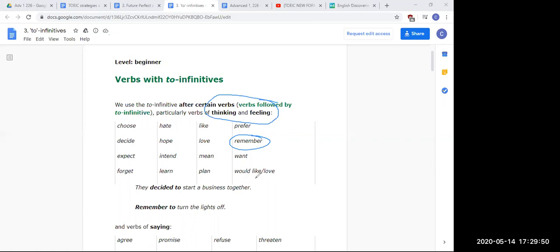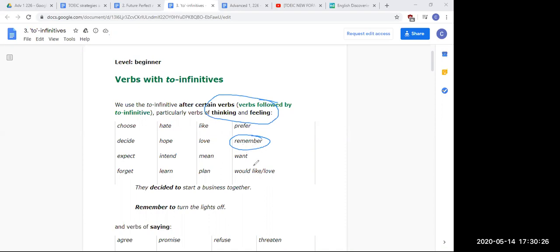We could also use remember with a gerund, but it has a different meaning. So for example, if you say, I don't remember going to the bank, it means that you went to the bank, you don't have a recollection, you can't remember doing it. So it's a different meaning than saying, I didn't remember to go to the bank, to I don't remember going to the bank. It's very different.